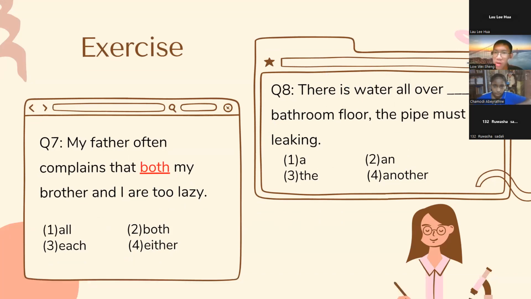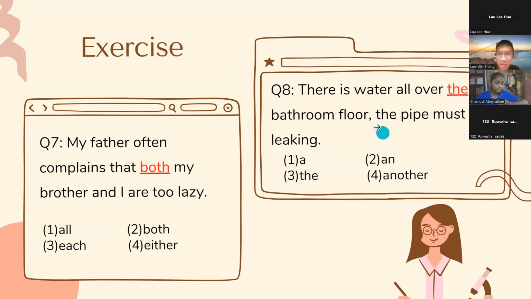There is water all over bathroom floor. The pipe must be leaking. Okay, I'm hearing the. Anyone thinks it's a? No. I mean, it can be possible, right? So whoever said it is not possible, why do you think it's not possible? Because bathroom is a place. Okay, yep, that is a good explanation. So yeah, the answer is indeed the.